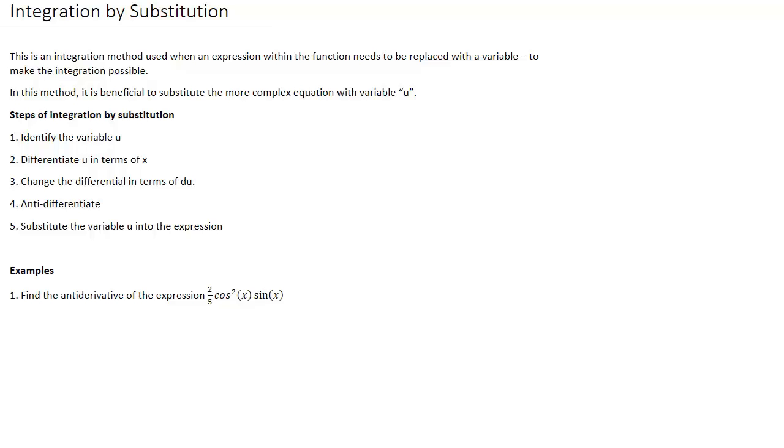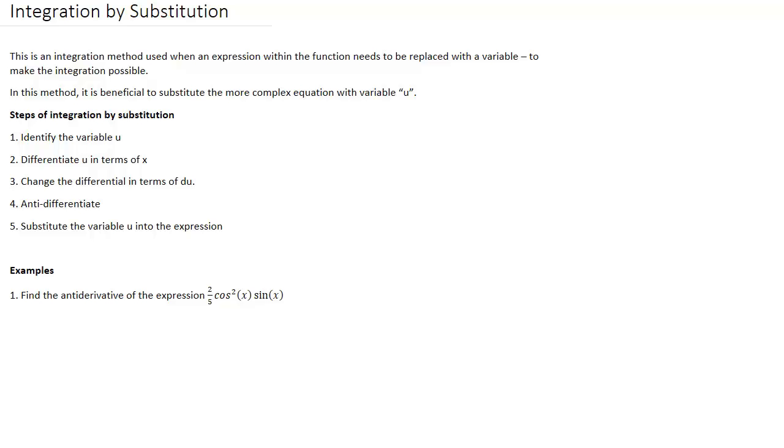Welcome to this tutorial about integration by substitution. So in the past you may have looked at anti-differentiation, the main step being increasing the power by 1 and simply dividing by that power and getting the antiderivative.